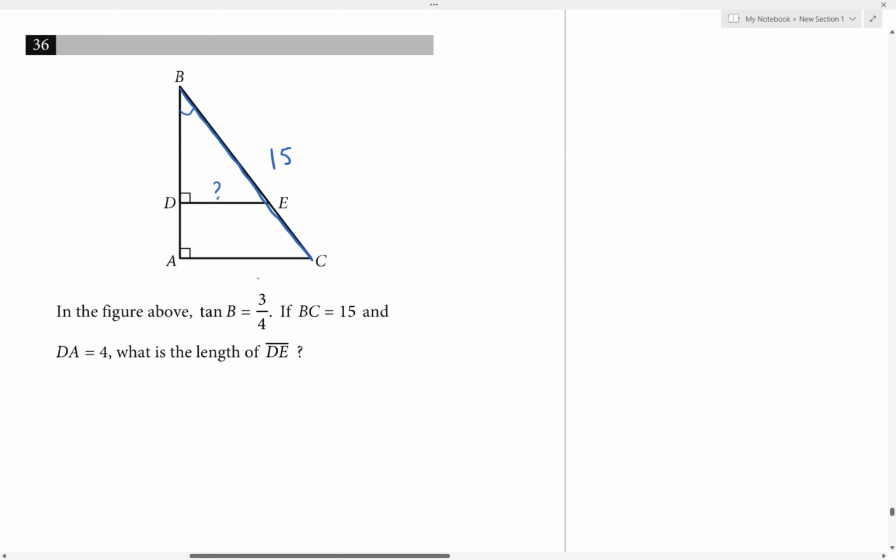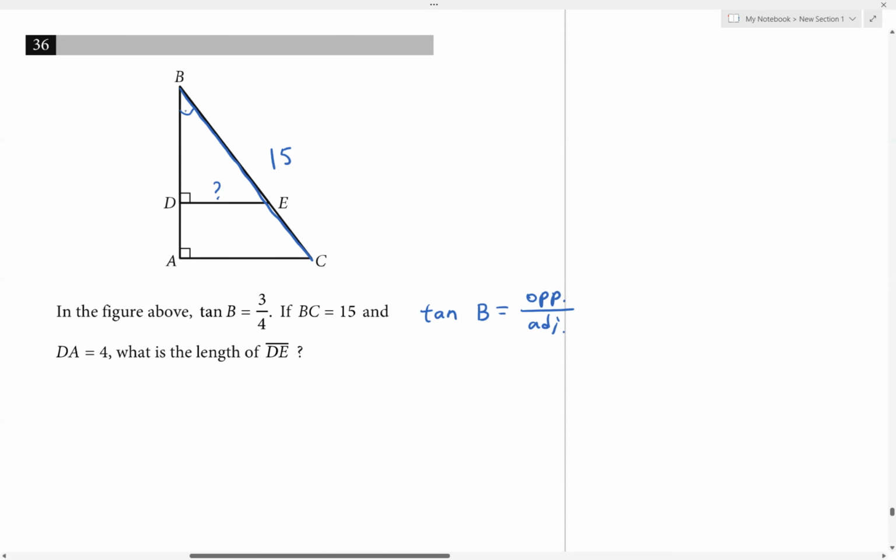So if you remember the trig functions, tangent is opposite over adjacent. Tangent is a ratio of the opposite side divided by the adjacent side, and that's equal to 3/4. So the ratio of the opposite side over the adjacent side is 3/4. That's what it's telling us.